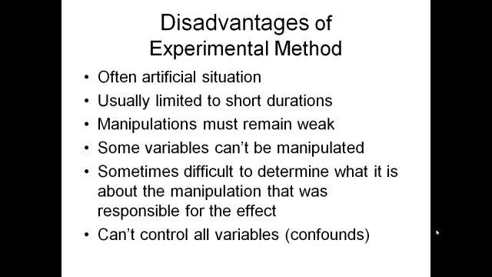And the manipulations often are weak manipulations. You're not really going to create some change that's going to be so dramatic that it's going to cause a lot of people anxiety. Some variables can't be manipulated. I can't say, for example, that your gender would cause you to do better in school. There may be a relationship between those variables, but I can't conclude that being male or being female causes you to do better in school. You can't manipulate gender. You can't randomly assign people to be males or females. So you can't make that cause and effect conclusion.